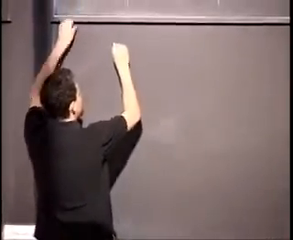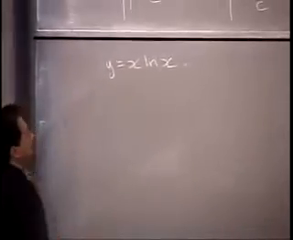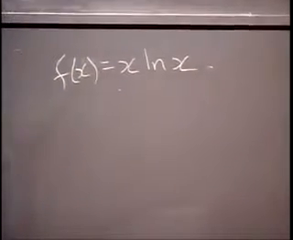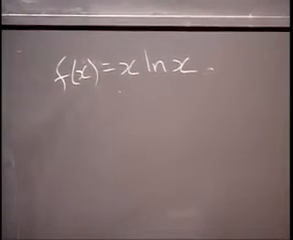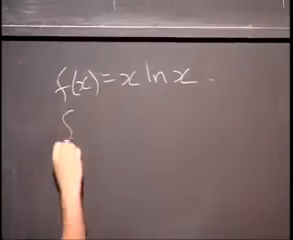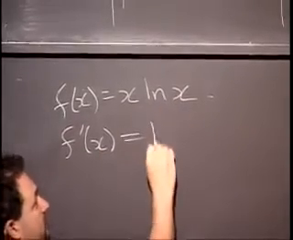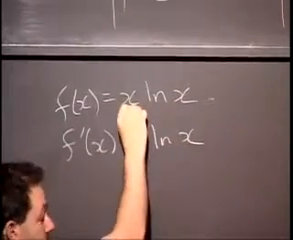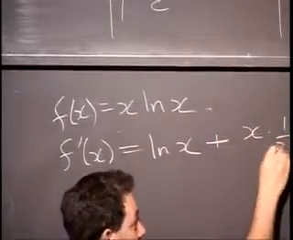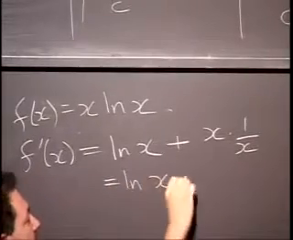Suppose we take y equals x log x. Or rather than y, maybe I'll call it f of x to be consistent with the previous notation. So f of x is x log x. We've already looked a little bit at this. Just to remind you, suppose we differentiate. Well, by the product rule, we get log x times the derivative of x plus x times the derivative of log x, which is 1 over x. And so this is just log x plus 1.